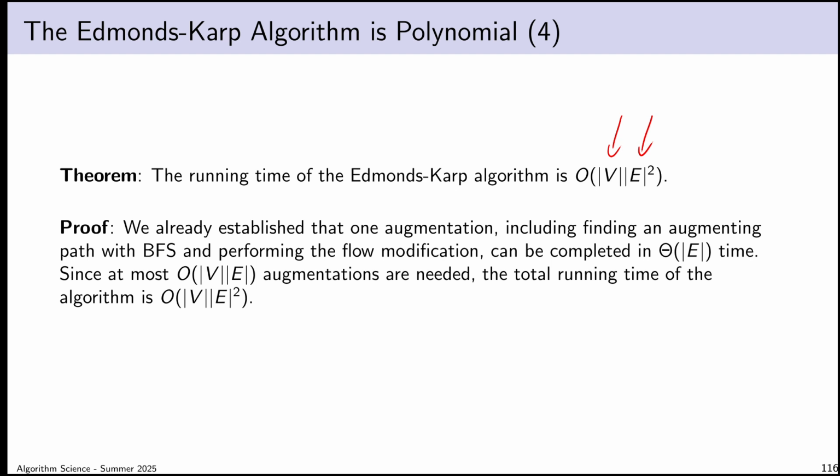We've already established in the previous lecture that performing a single augmentation, so that involves finding the augmenting path and actually walking along the path and doing the modification to the flow, requires big theta of E time. And since this is the number of augmentations needed in the worst case, the total running time of the algorithm is big O of V times E squared. So the Edmonds-Karp algorithm is able to find a maximum flow of a flow network in polynomial time in the size of the network. There it is. Okay, it's all downhill from here.